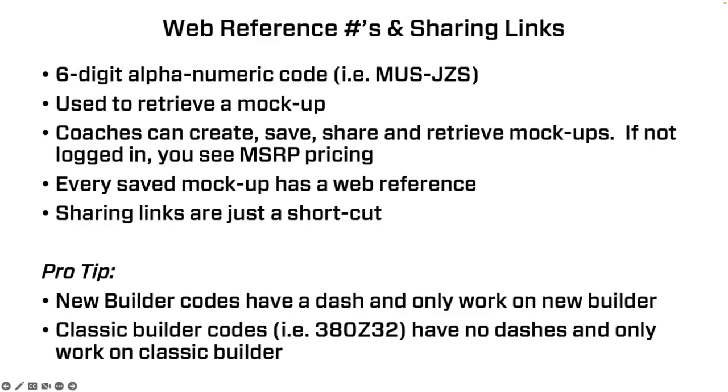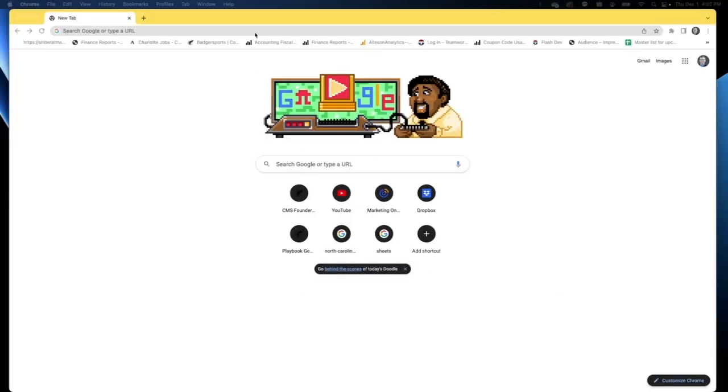A couple pro tips. Number one, new builder codes have a dash, and they only work on the new builder at foundersport.com. Classic or legacy or Allison builder codes do not have a dash. They're 6-digit alphanumeric, but they only work on the classic builder. Cool? All right, let's get after it.